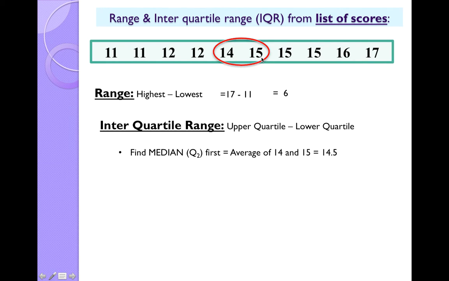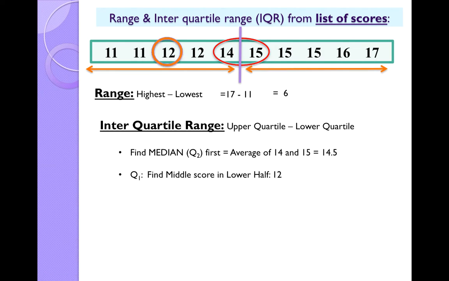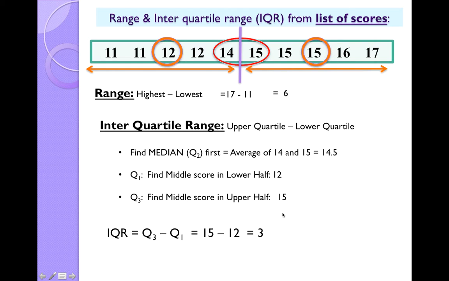Neither 14 nor 15 is actually the median. So 14 is included in the lower half of scores and 15 is included when you look at the upper half of scores to find the upper quartile. In the lower half of scores, I've got an odd number of scores. So the lower quartile would be score number 3, which is 12. In the upper half, the score in the middle there is the upper quartile, 15. Interquartile range, 15 minus 12 is 3.